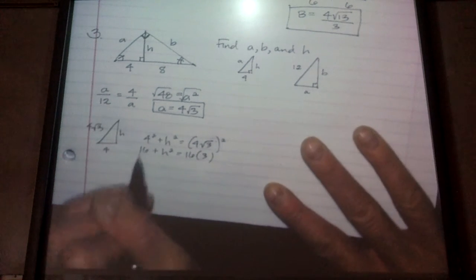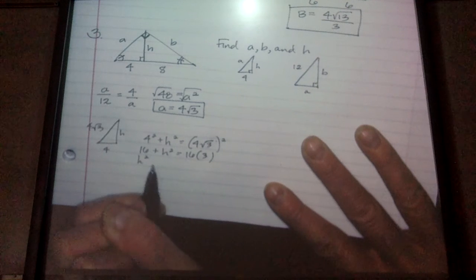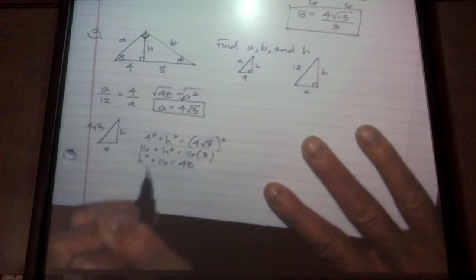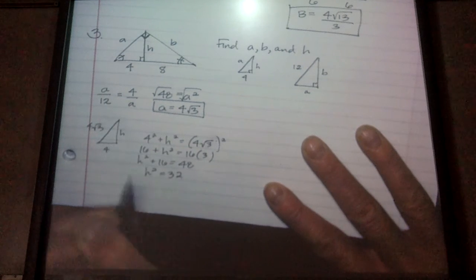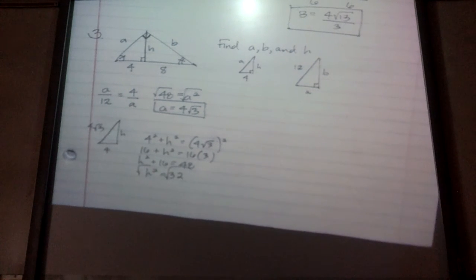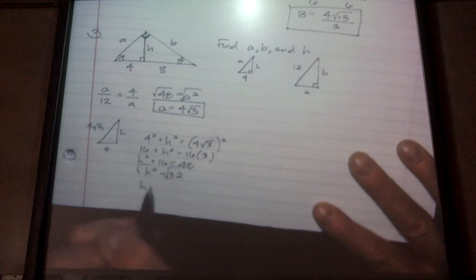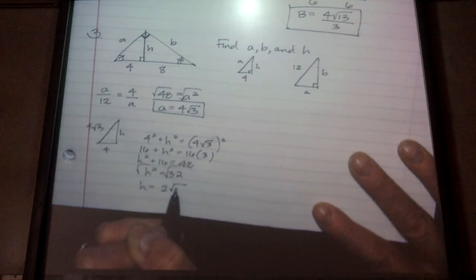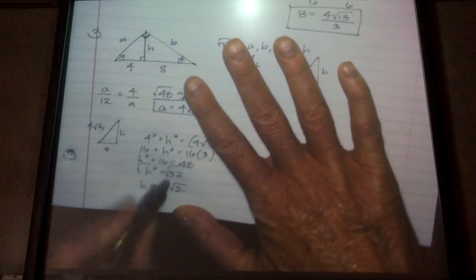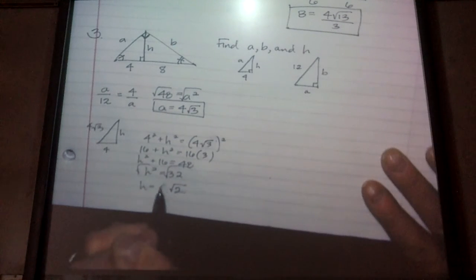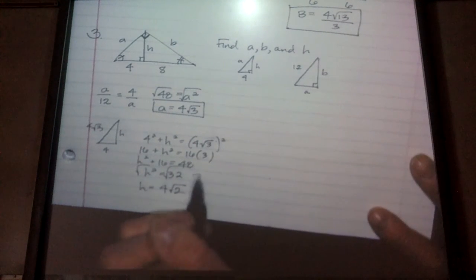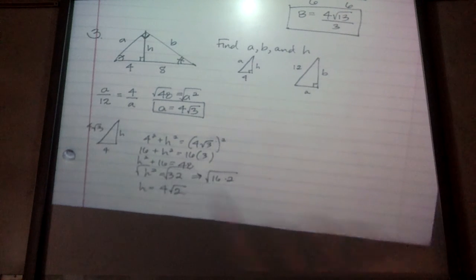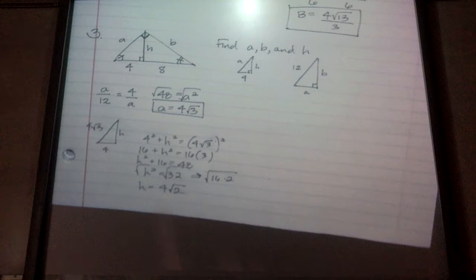I know that. H squared plus 16 equals 48. So H squared equals 32. Square root. I know that H equals 4 root 2. Okay, because this is 16 times 2, so the 16 becomes 4. So there's H.